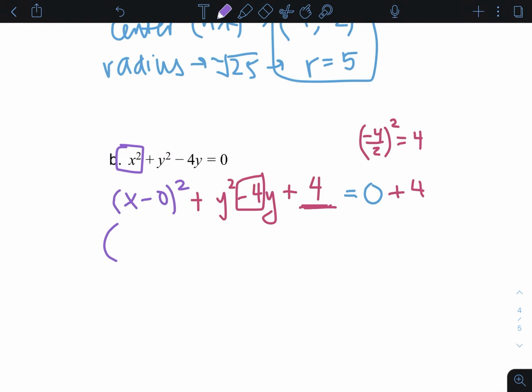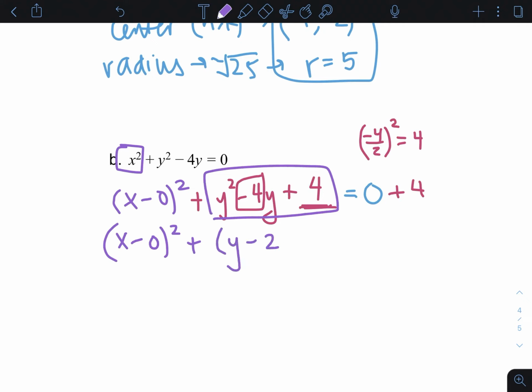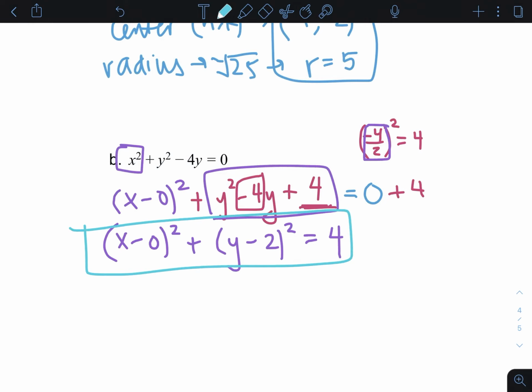So that was easy because we didn't have to do it to the x's, and now these will become y minus 2 squared. Now, how did I find that -2? Remember, it's just this part right here. -4 divided by 2 gives me that number, -2. And then on the other side, 0 plus 4 is equal to 4. That is my standard form.